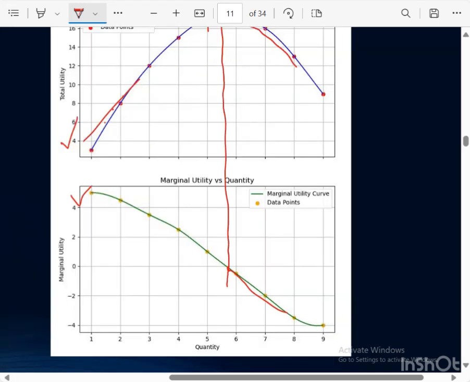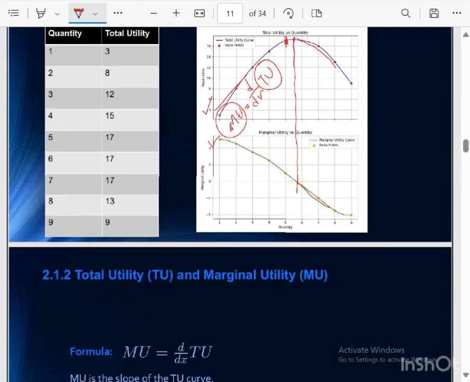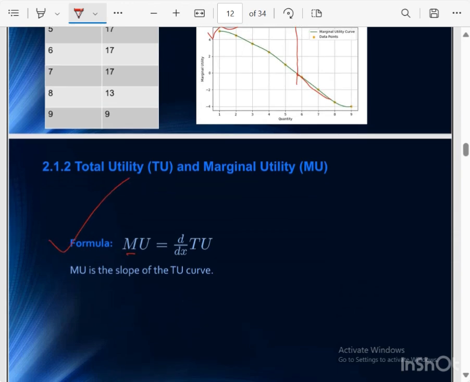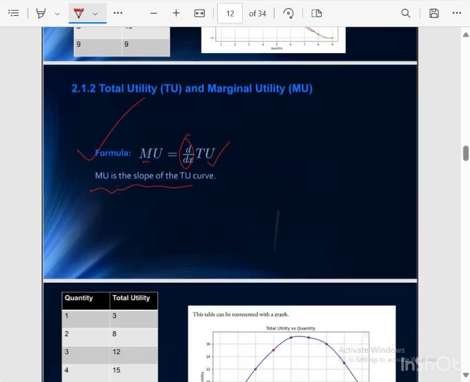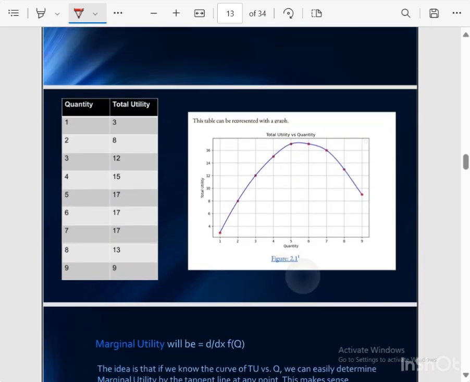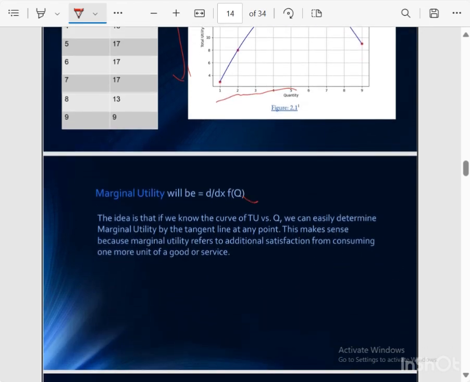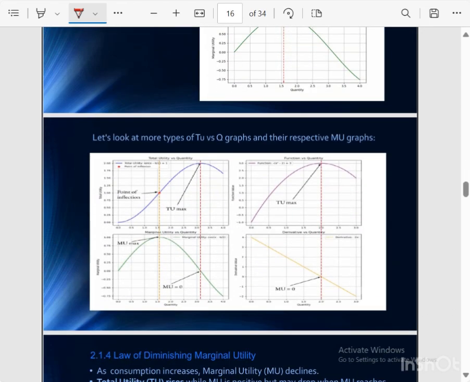So here we can say that marginal utility is the derivative d by dQ of total utility, and marginal utility is the slope of the total utility curve. So the formula is: marginal utility is the first derivative of total utility, and it is the slope of the total utility curve. Here we can see many other graphs about marginal utility and total utility. There is a formula and other graphs there.